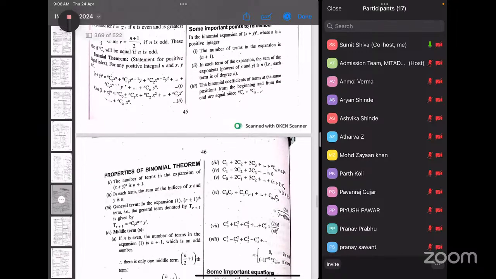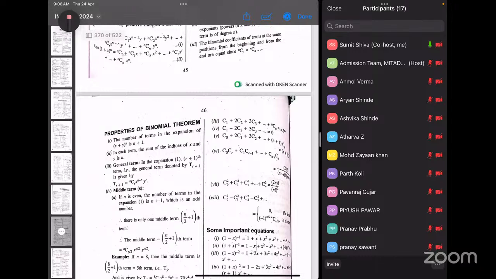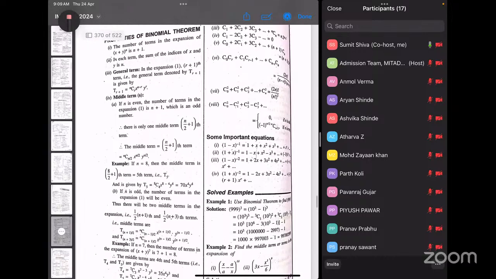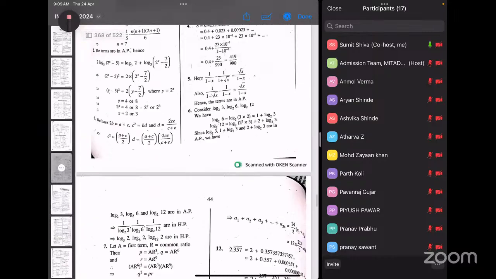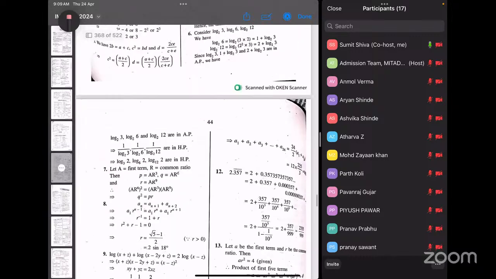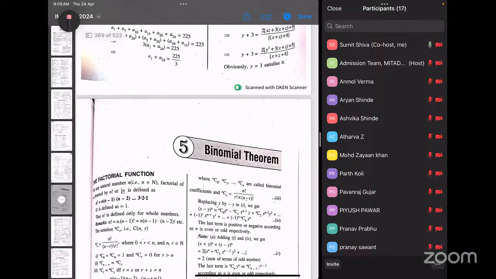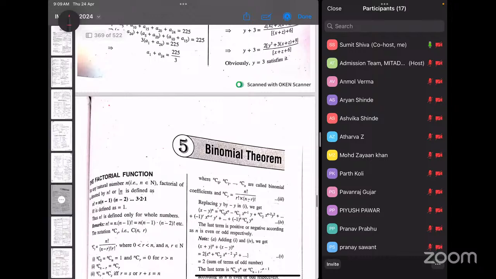Okay. The next point is to find out the general term. But before that, if we have (x + y) raised to power n, we write it as summation nCr x^r y^(n minus r), where r starts from 0 to n.